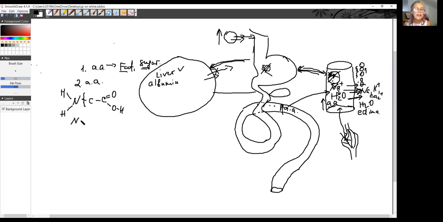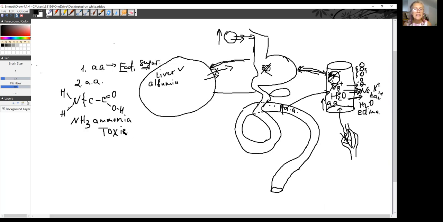And when it's broken, it's going to be NH2. It cannot be like that. So the liver will add a hydrogen ion here, and it will be NH3, which is ammonia. Ammonia is extremely toxic to our body. And I will write it, so you make sure to remember: toxic.